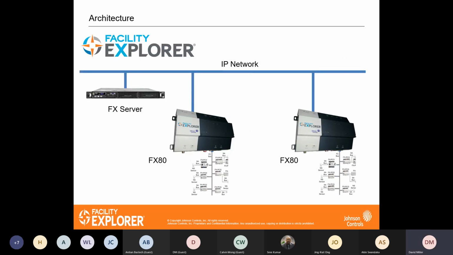So a typical arrangement is an IP network with the FX server and FX80 controllers. And then underneath each FX80, we'll have the field control bus, the FC bus, talking to the field controllers, FX PCV, FX PCG controllers. And that FC bus is typically BACnet MSTP.